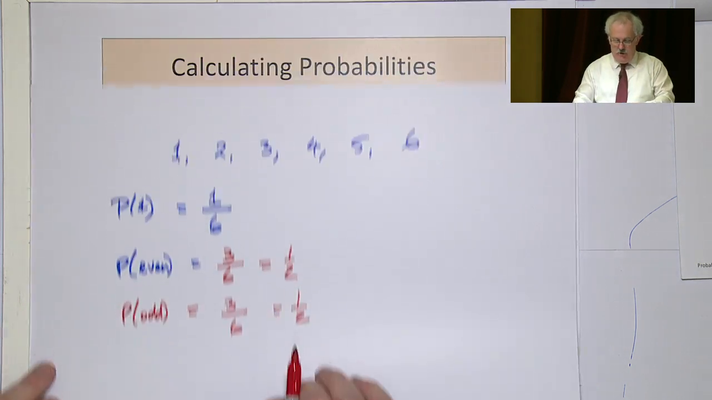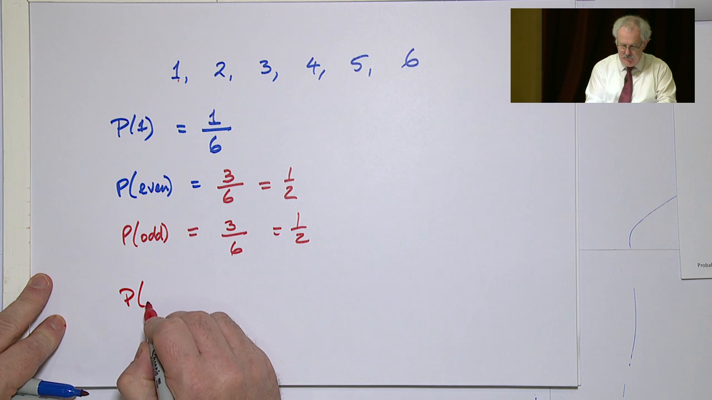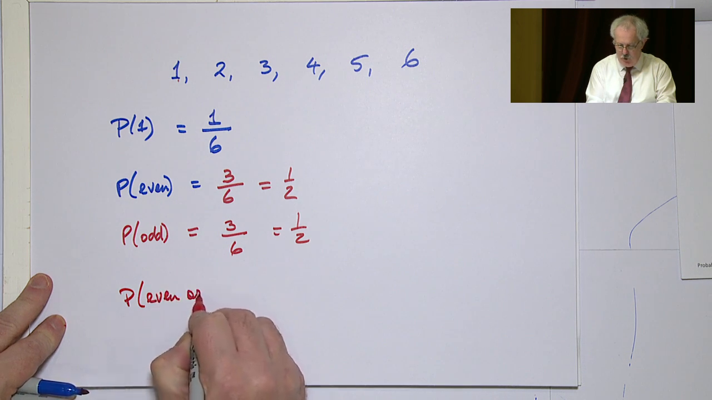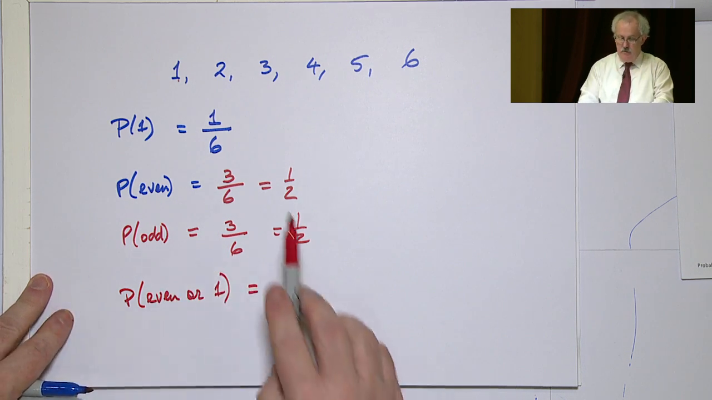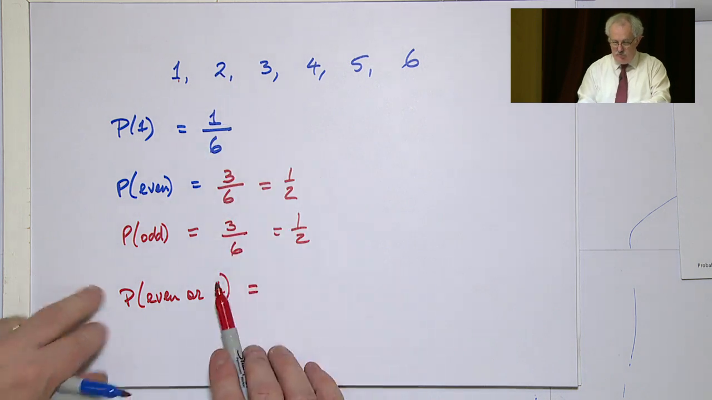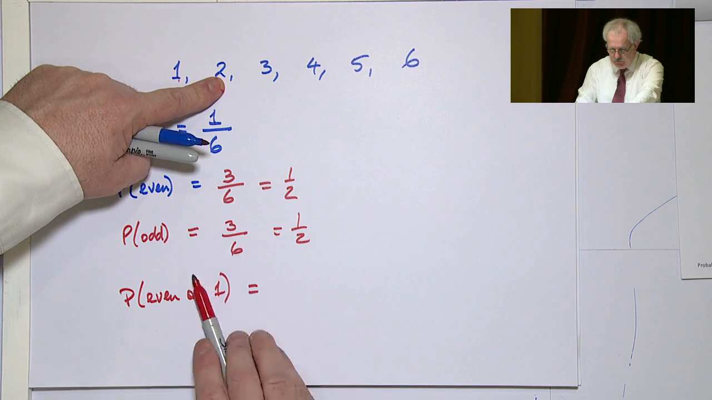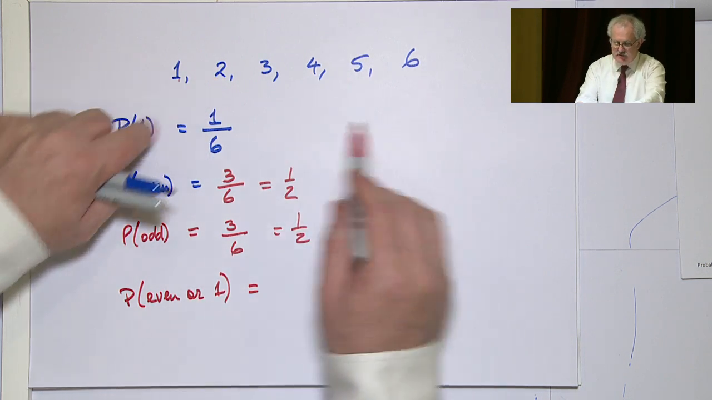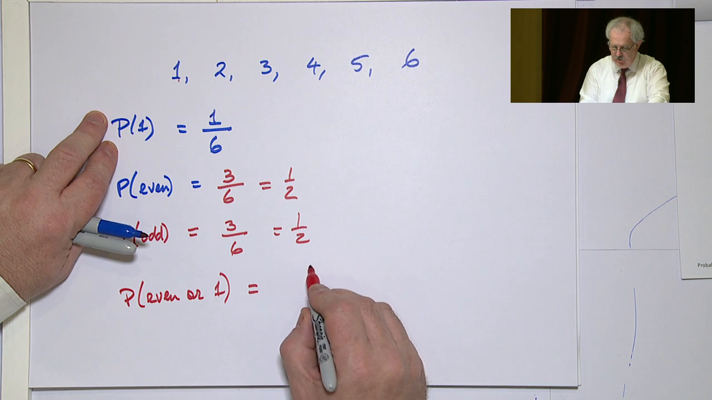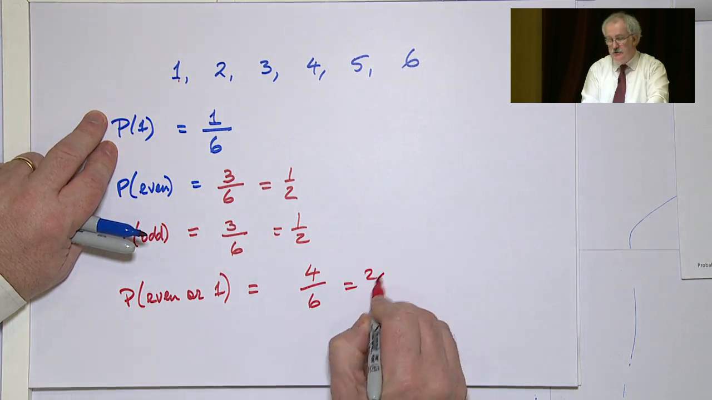Even number or 1? Even or 1? Even is 2. Well, that's a 1, we count that. That's a 2, we count that. It's even. Don't count that. Do count the 4. Don't count the 5. Do count the 6. So that's 1, 2, 3, 4. 4 out of 6, or 2/3.